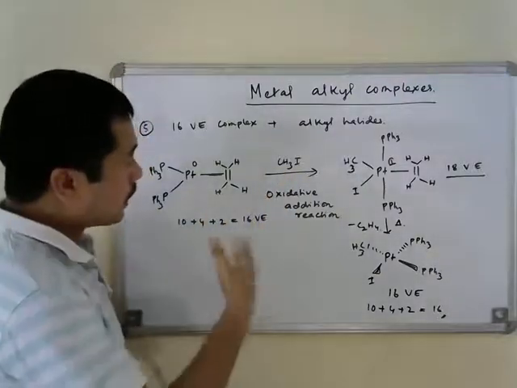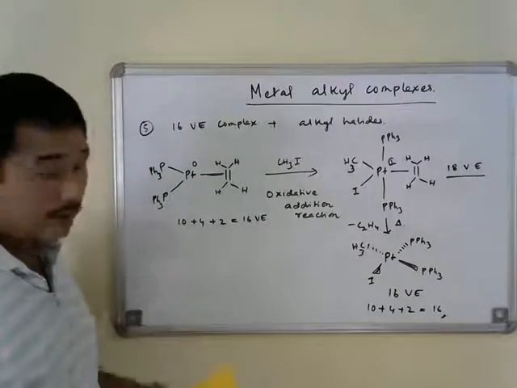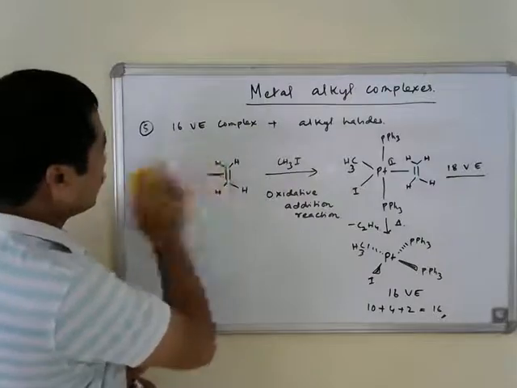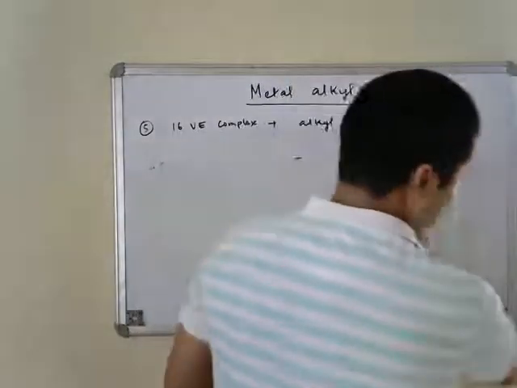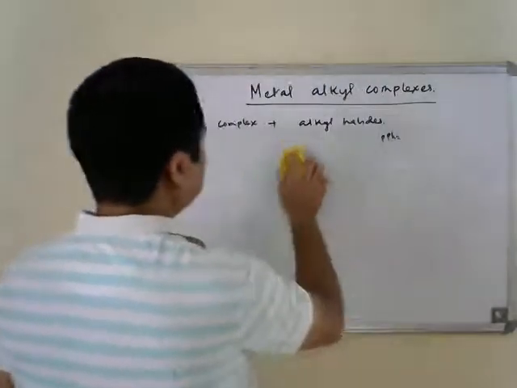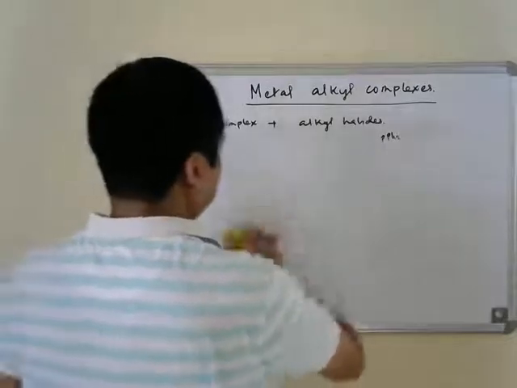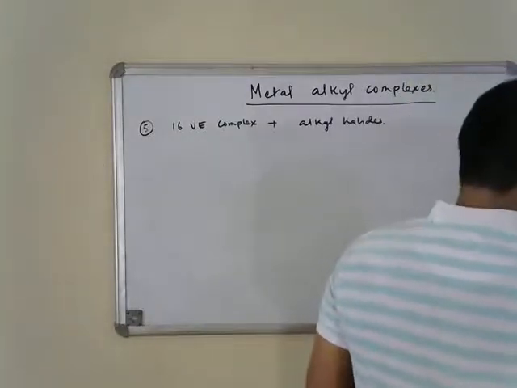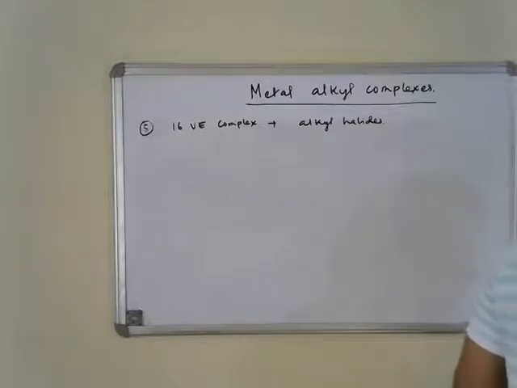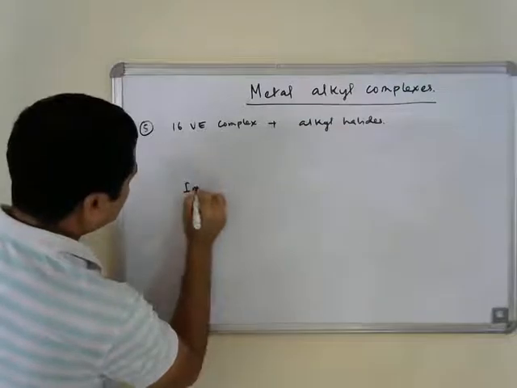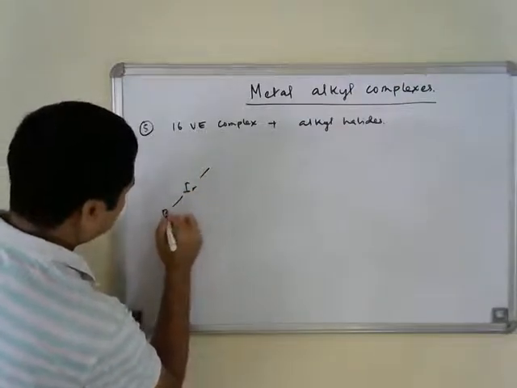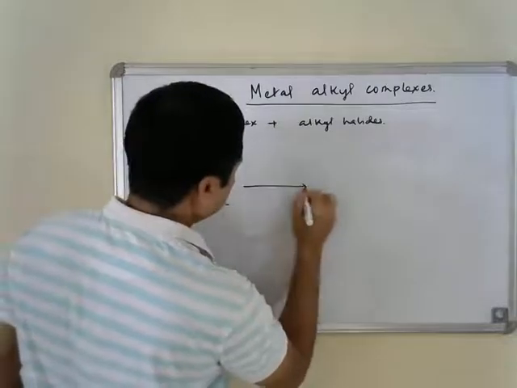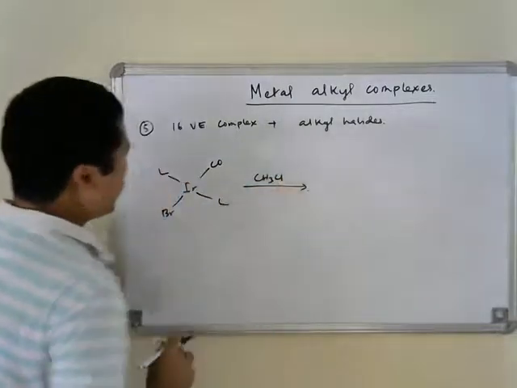Now in this case we have seen that the oxidative addition takes place in a cis fashion. We also have examples where oxidative addition takes place in a trans fashion. So let's see such an example. Take the Vaska's complex here and then do a reaction with an alkyl halide here.